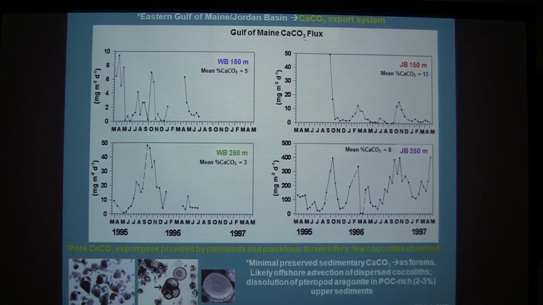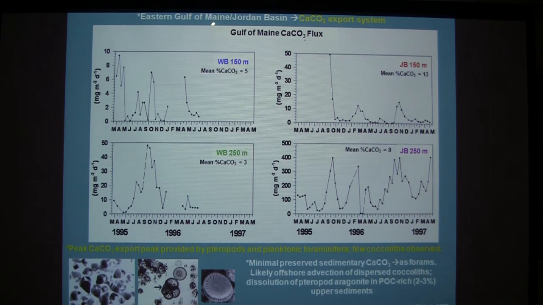Now we look at carbonate. Now this is our other major component that we look at in the sediment traps. And the calcium carbonate that is fluxing through the water column in this shelf sea is largely made up of pteropod aragonite. There's lots and lots of pteropods that live in the Gulf of Maine. And they are providing a number of these seasonal peaks, again, that we see a spring, a fall, and actually a winter peak. The winter peak are the pteropods. They're very, very abundant in the winter.